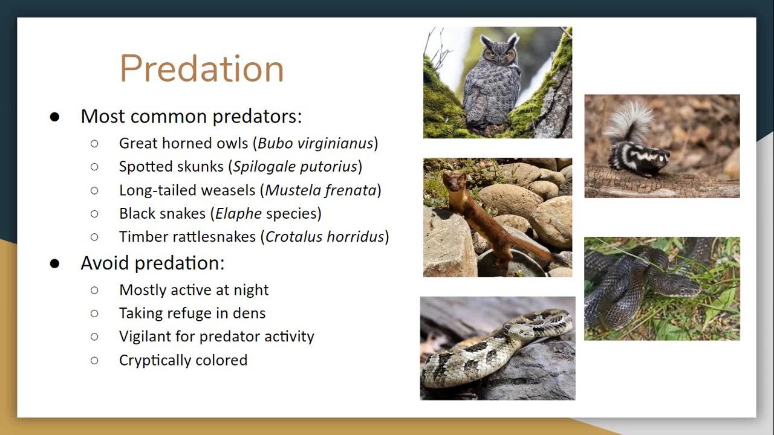And to avoid predation, they are nocturnal, which means they're mostly active at night. They take refuge in their dens or their middens that they construct. They are very vigilant for predators, watching out for them. And they are cryptically colored, and they match their environment with their pelage.